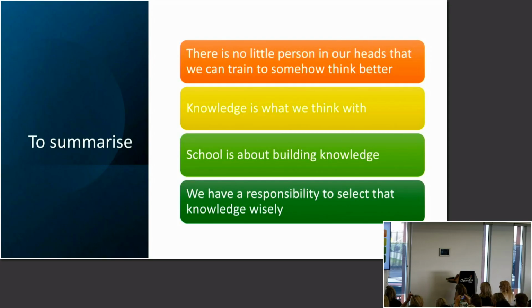there is no little person in your heads. Okay? Now, you might think, I never thought there was a little person in my head. But a lot of the ideas that we have in education are based logically on the idea that there is a little person in your head, that we can train to be a better little person, better at thinking. Knowledge is what we think with. There is no thought independent of something to think about.